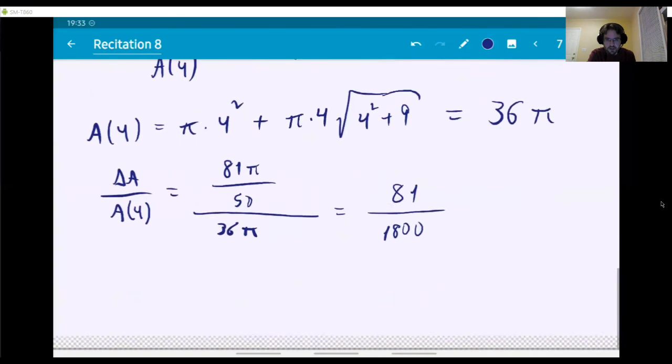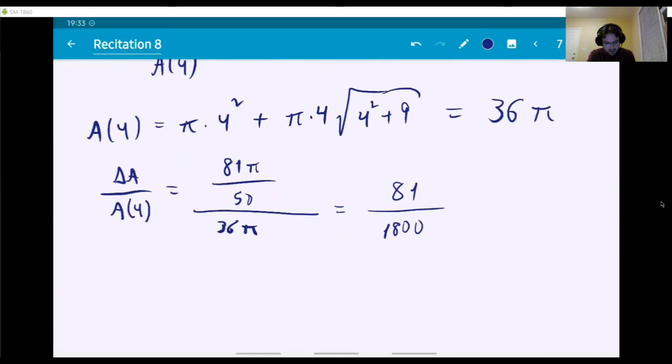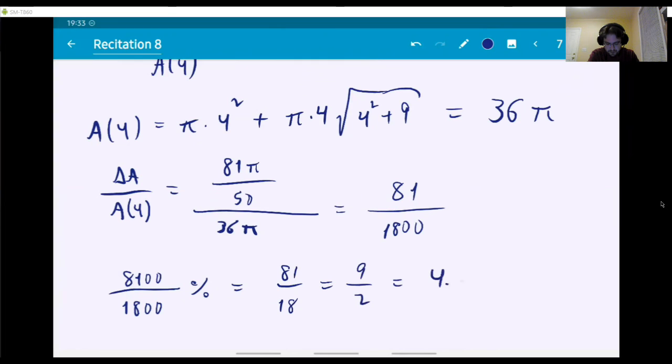How do we find a percentage from here? Well, percentage is the same thing as multiplying this by 100. So 8100 divided by 1800, which is basically 81 over 18. You can simplify this a little if you want. Divide by 9. 9 over 2, 4.5%. This is just mental math here, but as you see, it's a small percentage, small variation, as you expect.